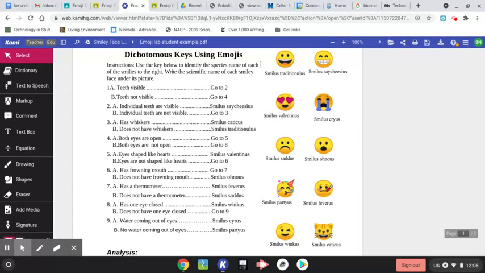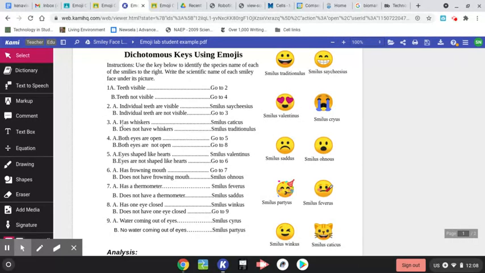You had to go through the key. So let's identify this first one and see how you should have used the key. First, you look at: are teeth visible, or are teeth not visible? I can see teeth there, so they're visible. So I go to 2. In 2A, are individual teeth visible or not visible? I don't see any individual teeth like in this picture, so the individual teeth are not visible, and it says to go to 3.